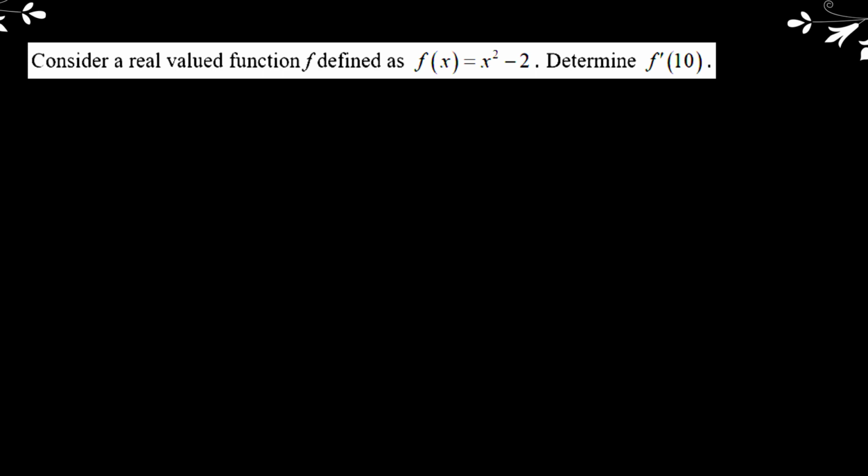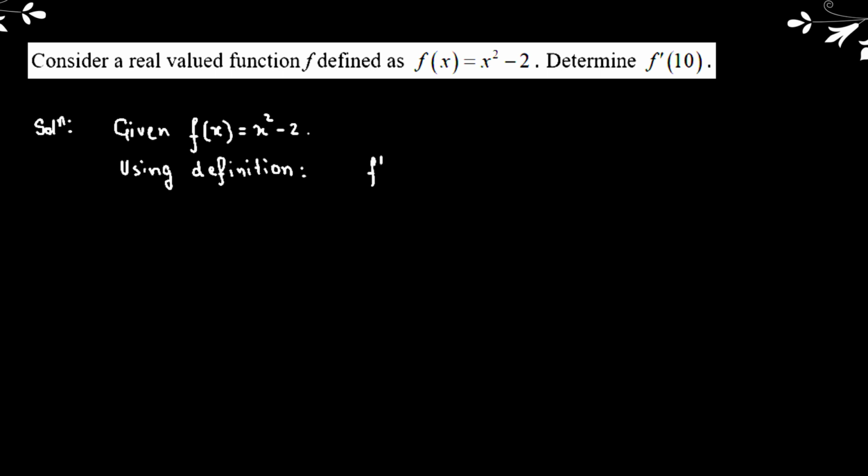Consider a real valued function f defined as f(x) is equal to x squared minus 2. We need to determine the value of f prime of 10. So here we are given the function f(x) equals x squared minus 2. Using the definition, we have f prime of 10 is equal to the limit h tending to 0 of (f(10 plus h) minus f(10)) divided by h.